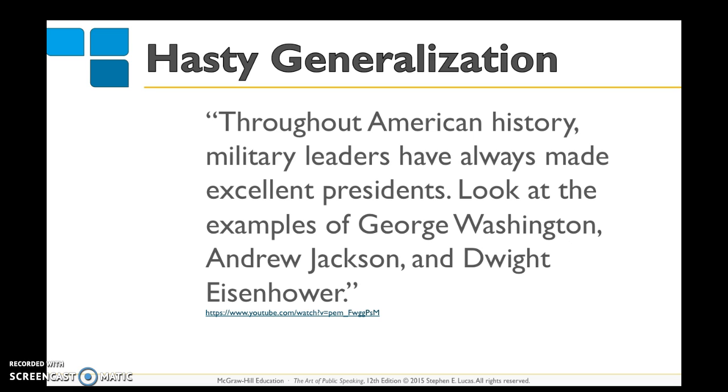Throughout American history, military leaders have always made excellent presidents. Look at the examples of George Washington, Andrew Jackson, and Dwight Eisenhower. The problem here is, Washington, Jackson, Eisenhower are widely regarded as outstanding presidents, but are these examples enough to conclude that military leaders make excellent presidents? No. What about James Buchanan, Ulysses S. Grant? They were both highly decorated military leaders, but they are usually rated among the nation's worst presidents. So obviously this is a hasty generalization here.